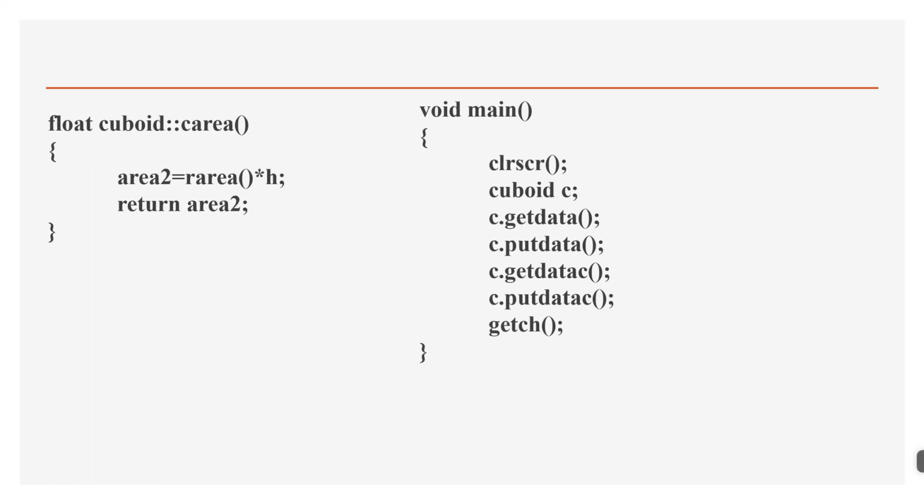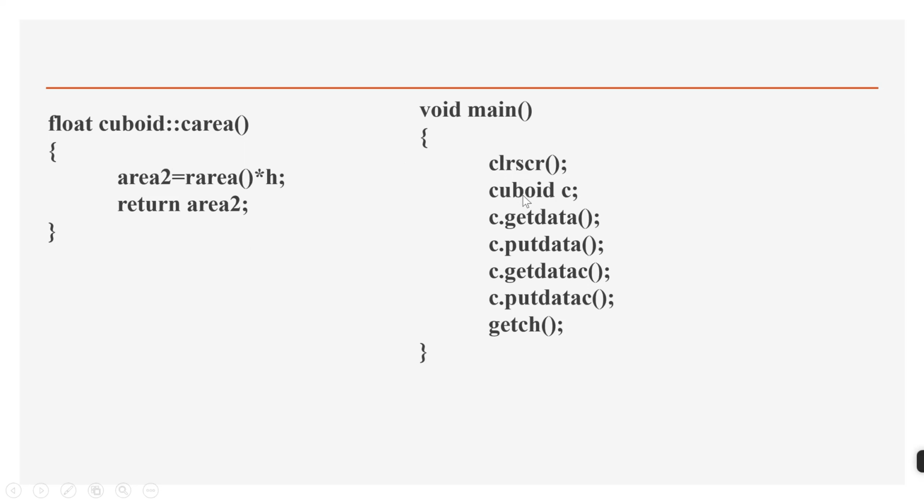So here we find the inheritance. Here we find the inheritance where H is a data member of the derived class. R area is a public function of the base class which in turn calculates the value of L and B. So ultimately your area 2 is L into B into H, which is the volume. So now going to the main program, see I have defined an object. C is an object of class cuboid.